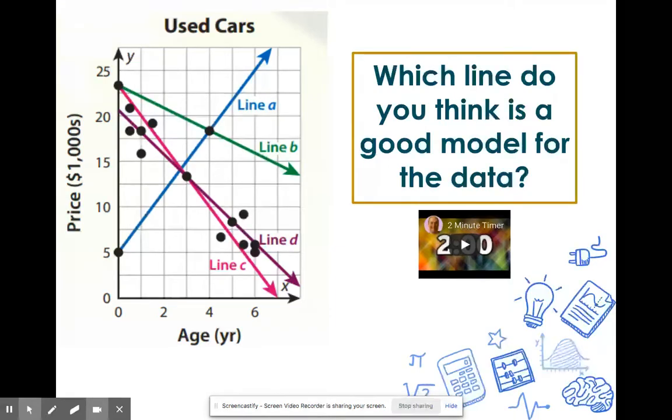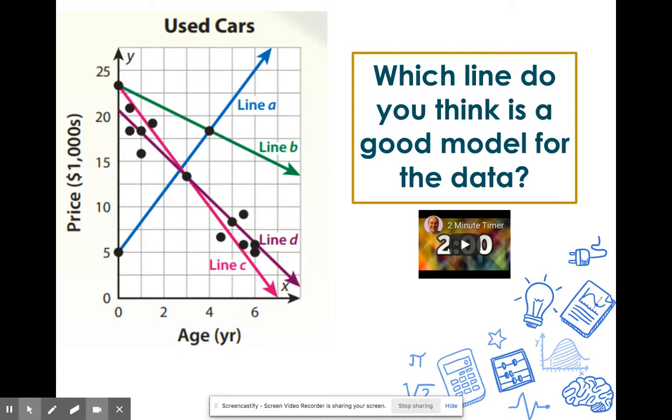Looking at this, take a second and pause the video if you need to, or start the timer. Which line do you think is a good model for the data? If we're looking at these points right here, we have the scatter plot. You have line A, which is the blue, line B is the green, line C is the pink, and line D is the purple. If you were to put a line of best fit to represent the data or the model of the scatter plot, which one do you think would work best? So let's knock these out.